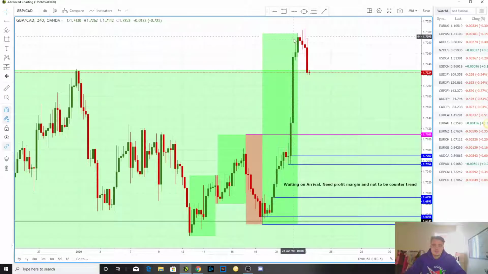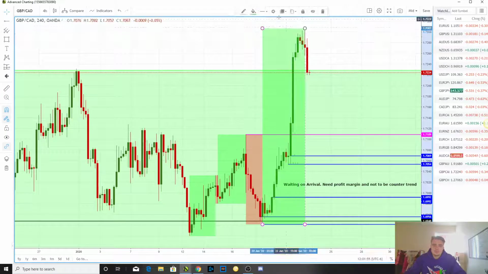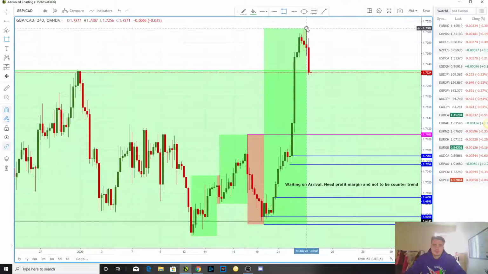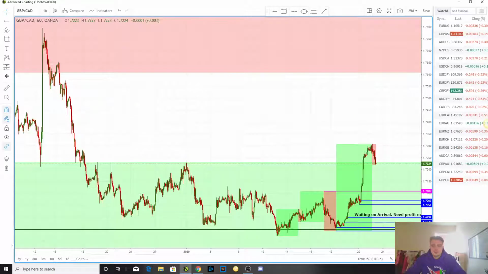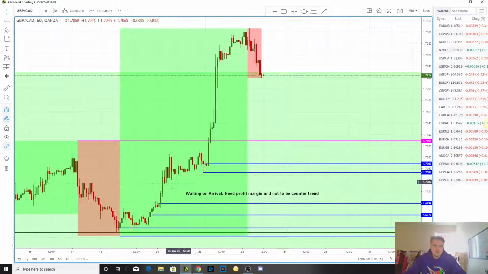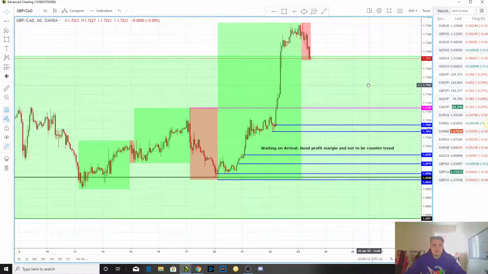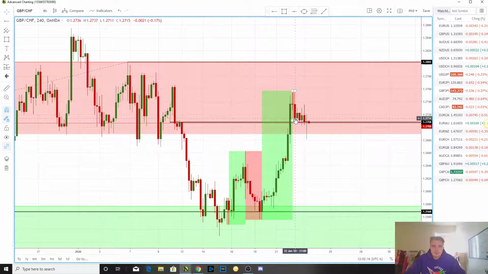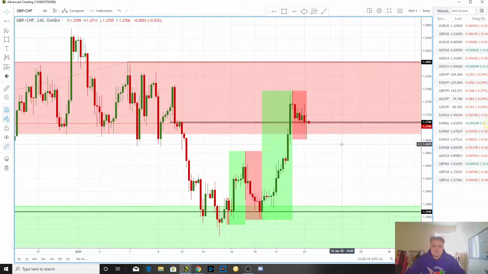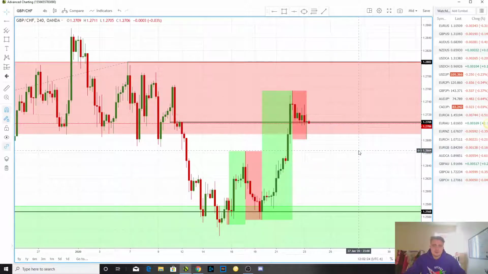Pound CAD, probably still wait on the arrival for this. Check back tonight and see what happens. These are still good trades, I think. There's 3 of them. I call those 3 good trades that we can look at taking. And then the pound franc, on this we're just looking for some downward strength so we can get in the trade. Hopefully it gives us enough that we can get in.